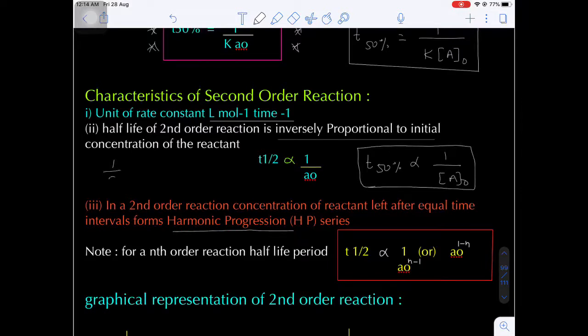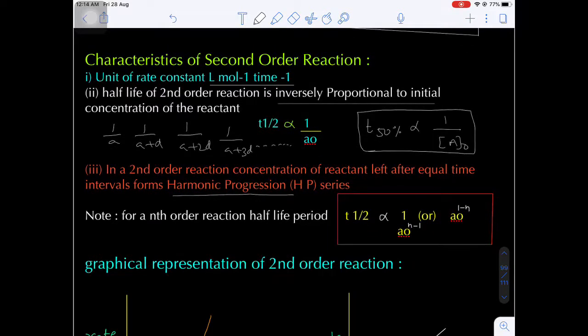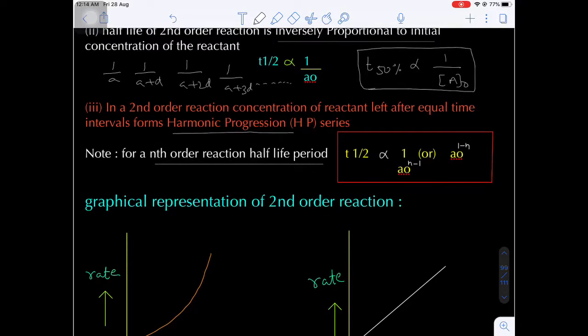That means 1 by A, 1 by A plus D, 1 by A plus 2D, 1 by A plus 3D, and so on, the reciprocal of an arithmetic progression, AP. Now here, for an nth order reaction, the half-life period T50 is inversely proportional to the initial concentration to the power n minus 1.